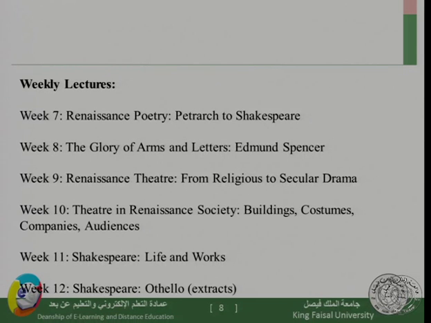Week 8 is called The Glory of Arms and Letters, and looks at the work and poetry of the English poet Edmund Spenser. He was a man who combined poetry with political service for the state, and this is a very common thing that you see in the Renaissance. Most poets, artists and writers of the time combined literary and political work together, and perhaps no one is more famous than Edmund Spenser, so we will look at his contribution in that sense.